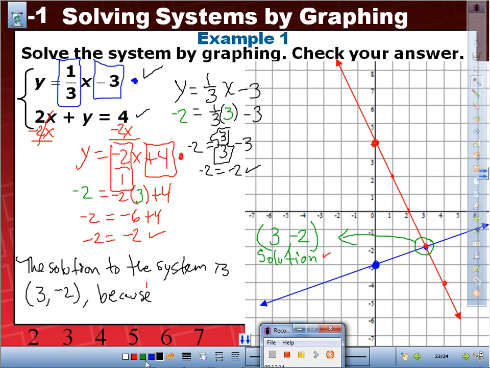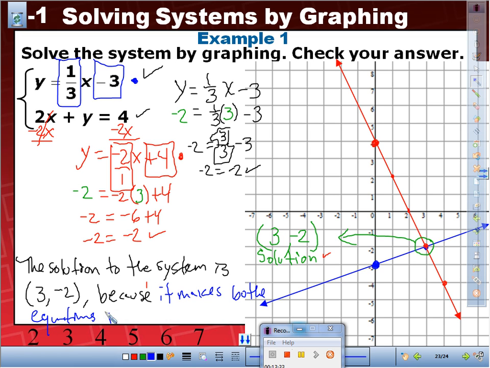All right, here we go. Let's finish this off. Because it makes both equations true, and it's where they intersect.